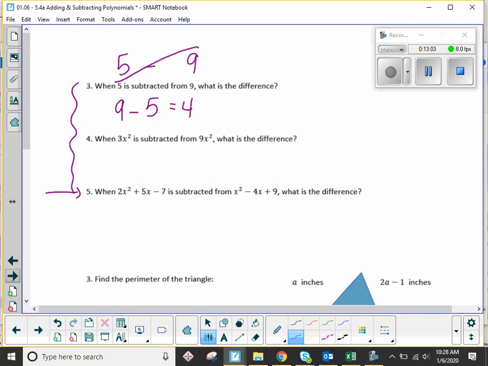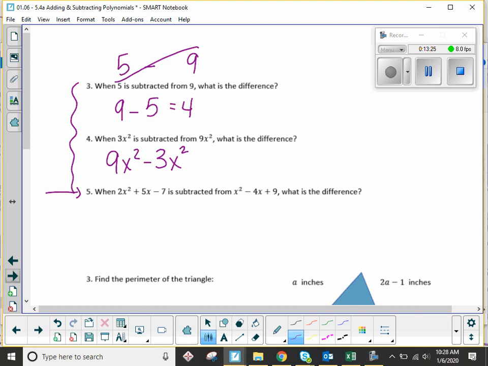So number 4, which is like a middle kind of problem, should I do 3x squared minus 9x squared, or should I do 9x squared minus 3x squared? Yes, because it's saying when that is subtracted from that one. So you just have to sort of slow down and think about what the words are asking.